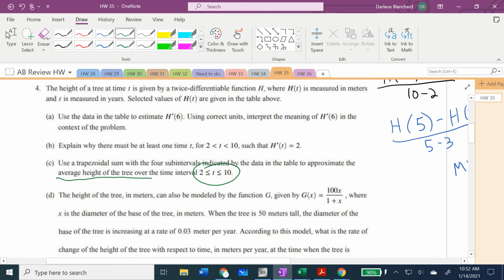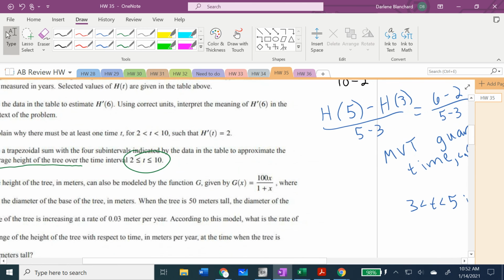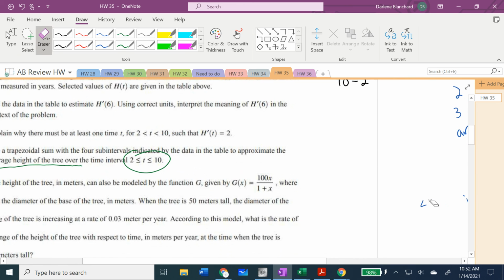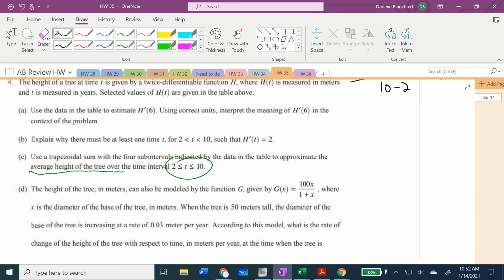Very important. You are going to use a trapezoidal sum, but you first want to write the expression of what it is they want you to approximate. The average height of the tree is going to be found by integrating the height of the tree over the time interval and then dividing by the length of that time interval.